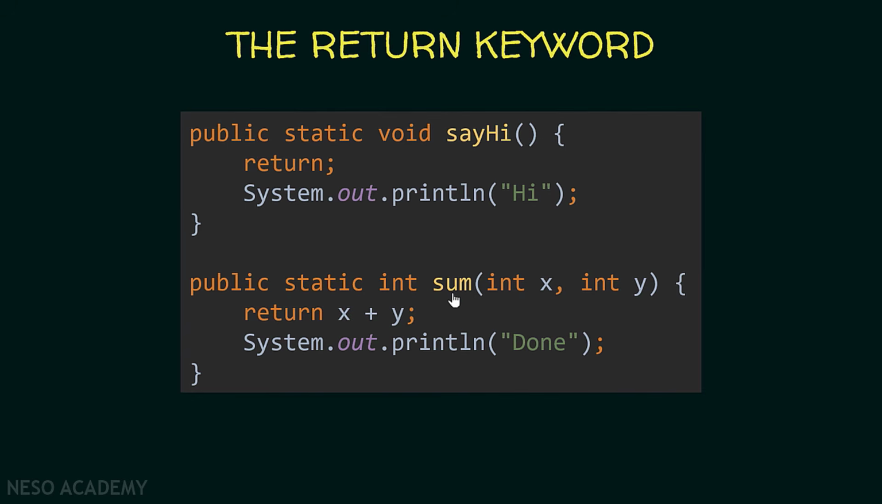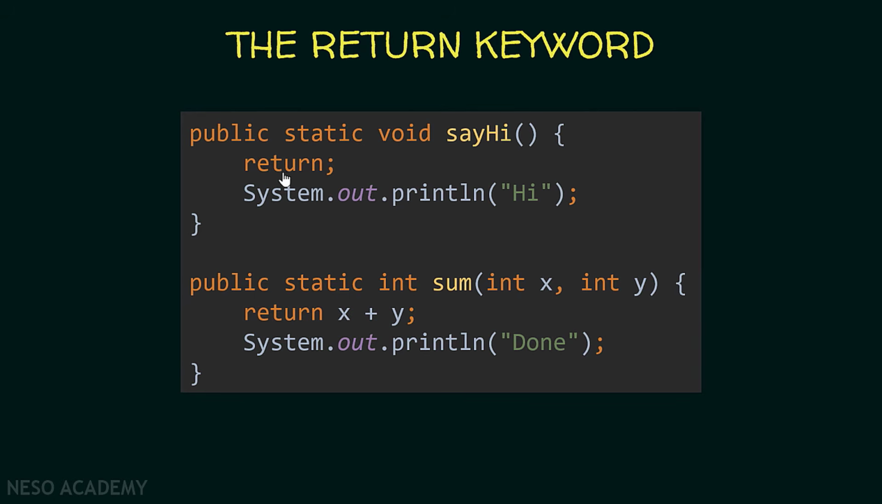Let's have a look at this example. I'm returning x plus y and after that I'm printing done. The same thing will apply. When the return statement is executed, we will exit the method and we will return the value of x plus y, and this statement over here will never be executed. And actually, this code over here and this code will give us an error. It will say that this statement and this statement are unreachable, okay?